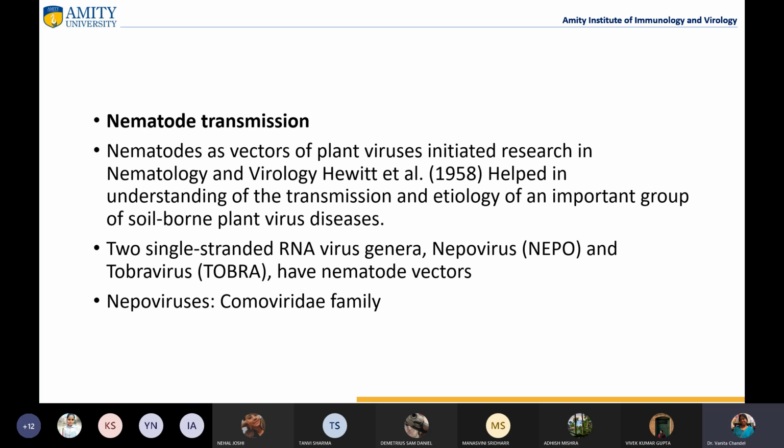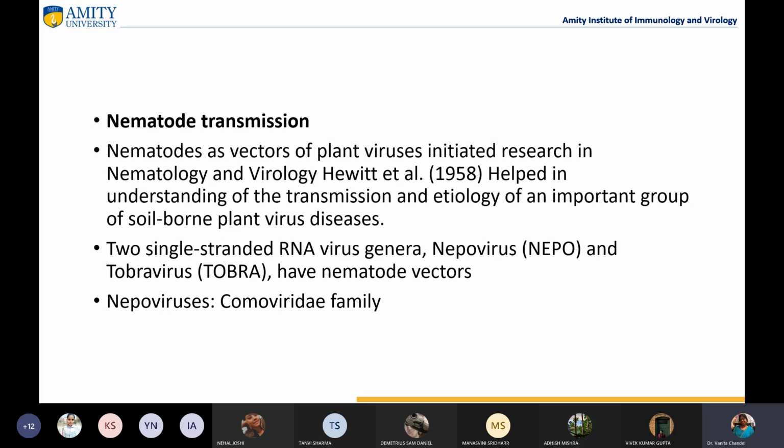Then nematode transmission. Nematode-transmitted viruses are not many, but they are important, right? Nematodes are basically pathogens. They are found in the soil, usually in or near the roots of the plant, so they affect the plant also. Sometimes they go to the upper part of the plant also. That's why we say we should wash vegetables like cabbage and cauliflower very carefully, because they could be nematode infected. Again, they act as vectors of viruses also.